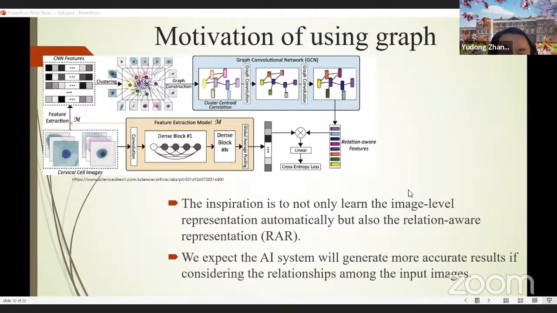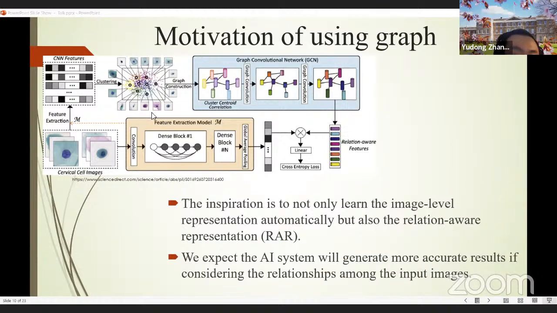The inspiration is to learn not only the image-level representation, but also the relation-aware representation. If we use the traditional convolutional network, the CNN, what we learn is the image-level representation. But here, let's say we want to learn the representation between samples, among different samples. You can have a look at the top left corner. There is a graph here.